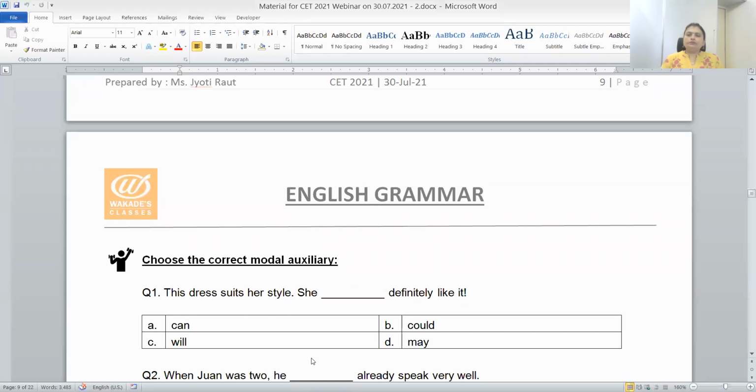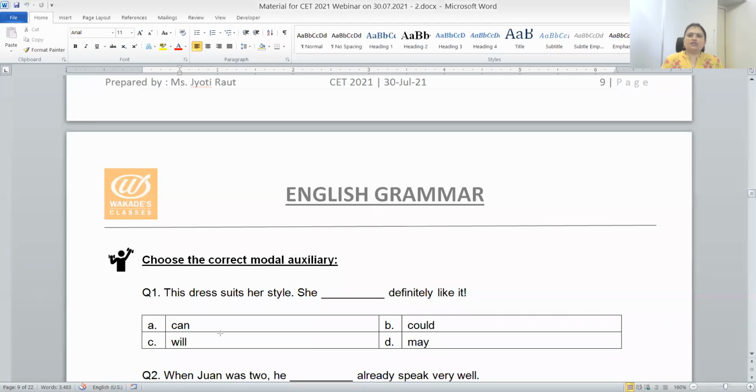Okay. So children, see, this is one format. They will give you a particular sentence and they're going to give a blank. It's like fill in the blanks. You will have to choose the correct modal auxiliary. All right. Shall we do this exercise, children? Come on. Get ready. This dress suits her style. She dash definitely like it. Children, what is the first answer?